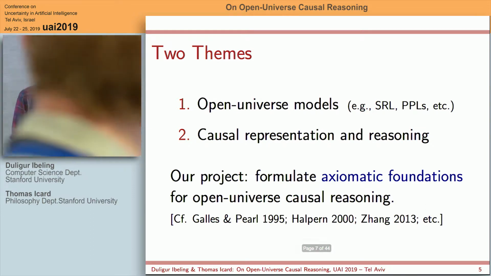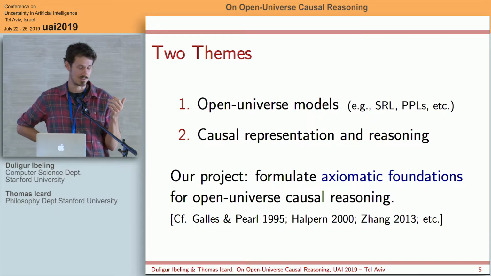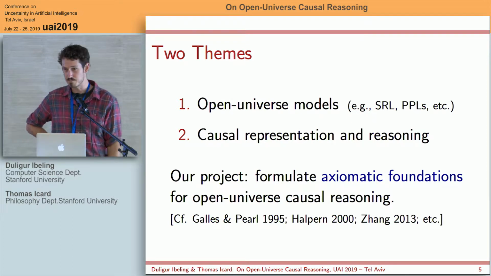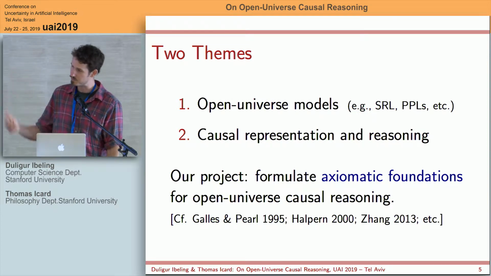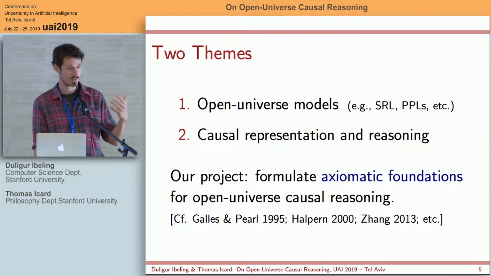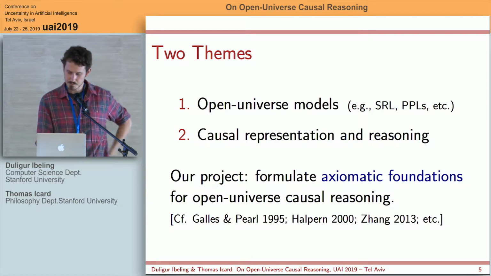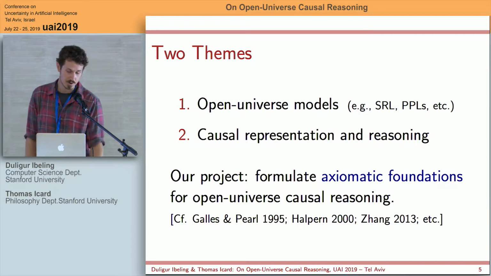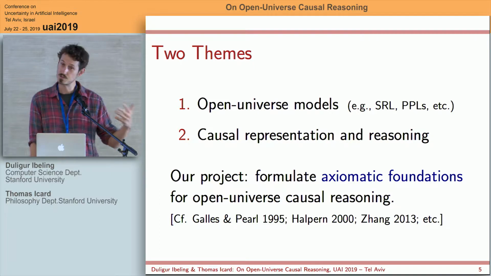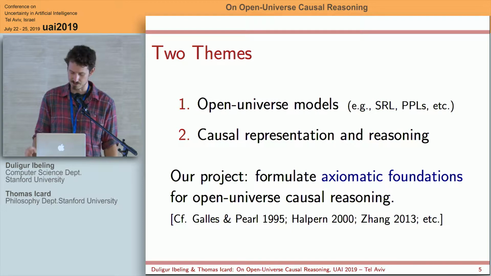And so what we want to do in this project and what we do in this paper is try to formulate axiomatic foundations for open universe causal reasoning. So try to understand these open universe types of models, things like probabilistic programs, from a causal perspective, understanding how they relate to more traditional familiar causal representations. Okay, there's a long line of work on axiomatic foundations of structural equation models, and we're going to be building on that, extending it to the infinite open universe setting.